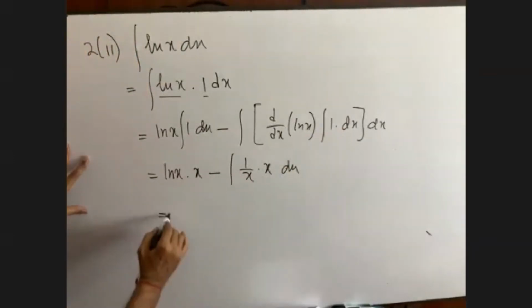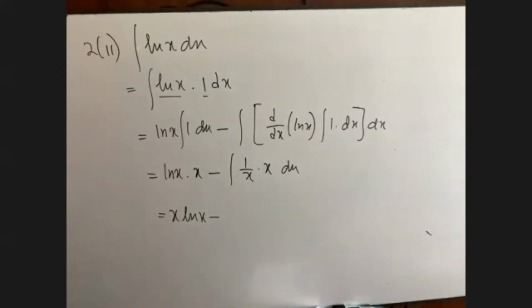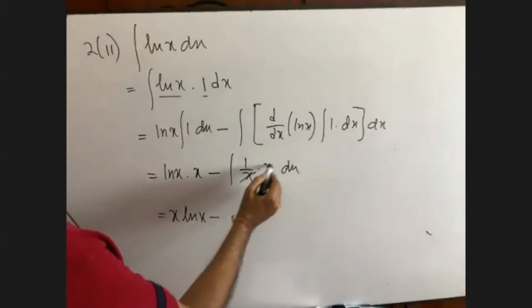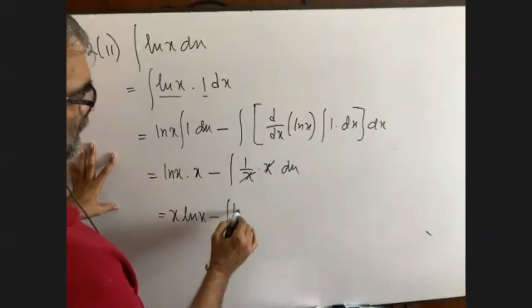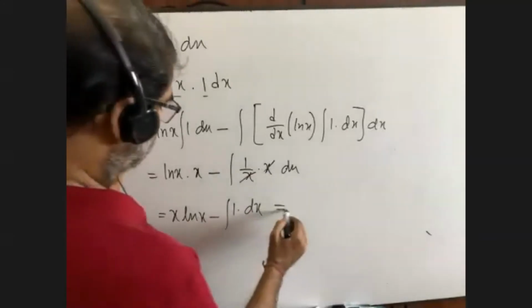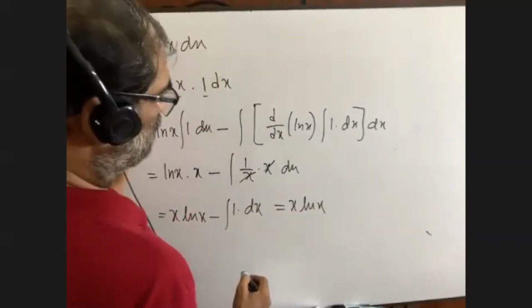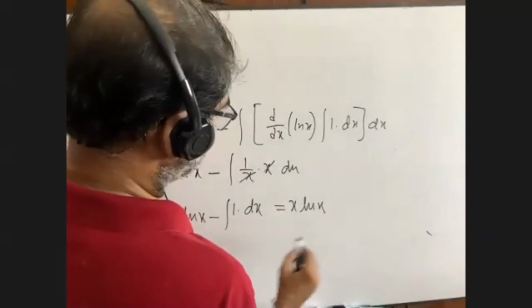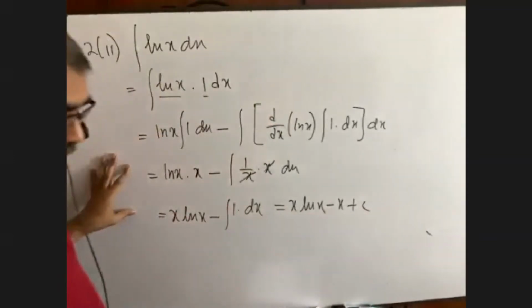That is, we are getting here x ln x minus, the x's will be omitted, it is 1 dx. Integration of 1 dx again. So what is 1? Can't we write it directly as x? Yes, we will write it down for the time being. So it is minus x plus c. So we are done here.